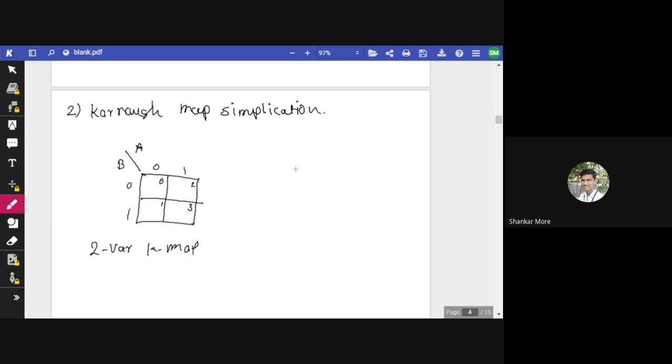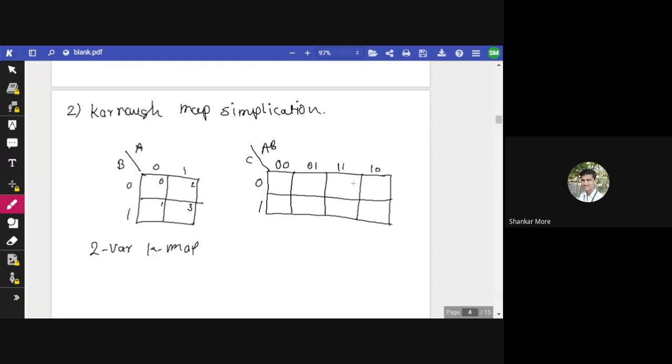Then we have the three variable K-map. Now I draw the three variable K-map horizontally; some people draw it vertically, so I prefer this. You can prefer whatever you think is useful for you. So AB I would write here, C I would write here, 0 1, 0 0, 0 1, 1 1, 1 0. So accordingly we'll give numbering 0 1 2 3 4 5 6 and 7. So this is the three variable K-map.